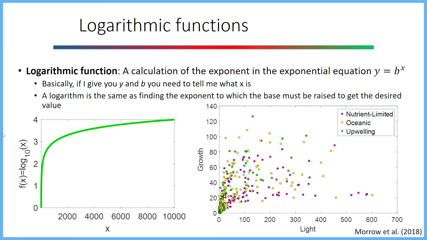Consider this data from my student Becca Morrow's paper. Becca was looking at the relationship between phytoplankton growth on the y-axis and light on the x-axis. In this figure, we were asking the question, does the growth rate versus light relationship vary between 3 different regions: nutrient-limited regions, oceanic regions, and upwelling regions? If you look at this data, however, it's really very hard to make much sense out of it because so much of the data is clustered at a light level of less than 50 microeinsteins per meter squared per day.